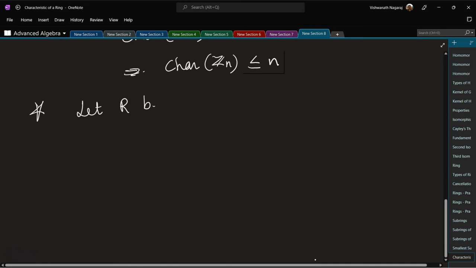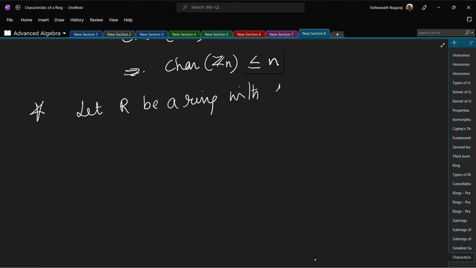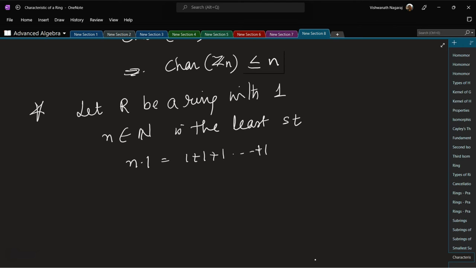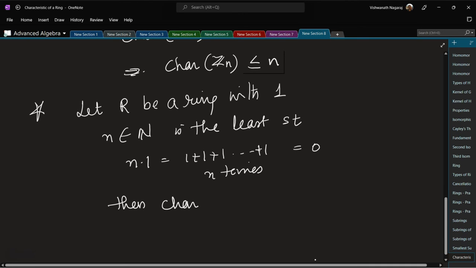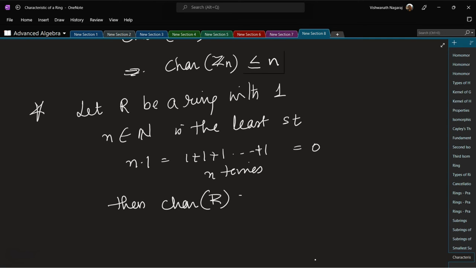Okay, now let's look at a different way of looking at it. Let R be a ring with multiplicative identity, and n belongs to the set of natural numbers, the least number such that n times 1, which is 1 plus 1 plus 1 plus and so on, n times, is equal to 0. Then the characteristic of R is equal to n.